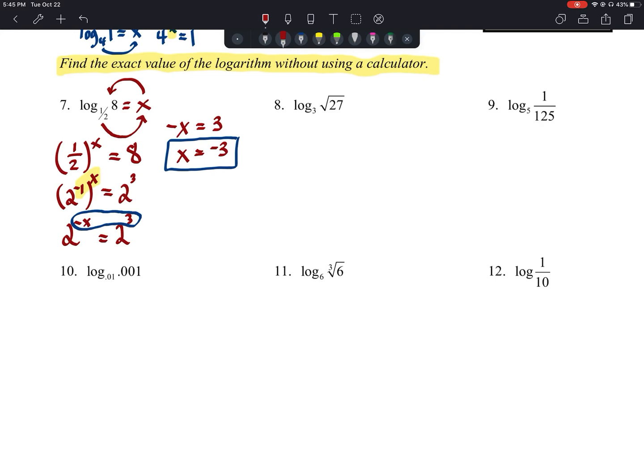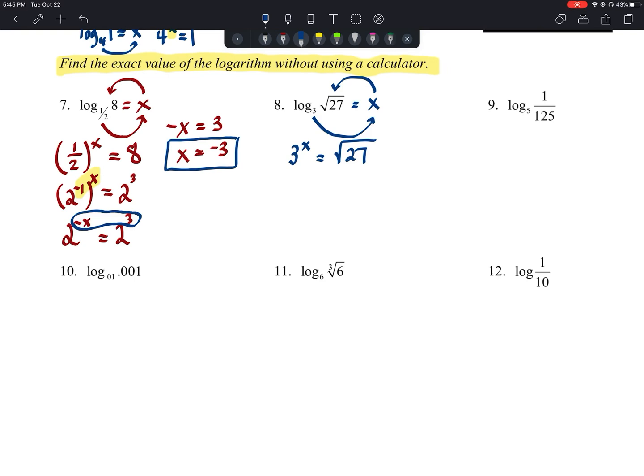Number 8, same kind of things going on here. We've got log base 3 of the square root of 27. We'll create an equation, and now we'll rewrite it into its exponential form. So this is going to tell us 3 to the power of x is equal to the square root of 27.